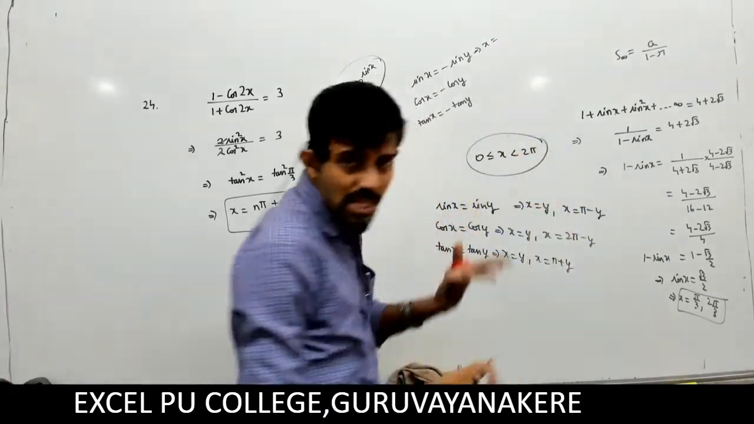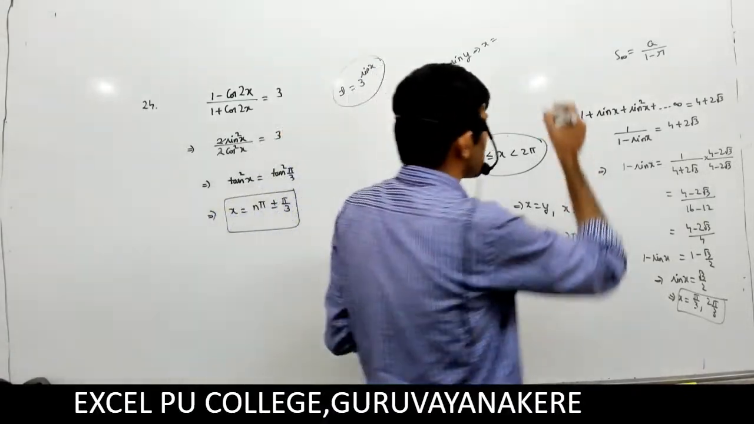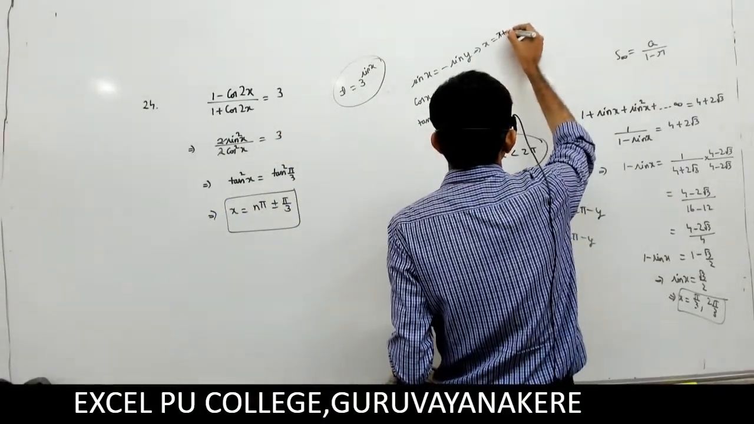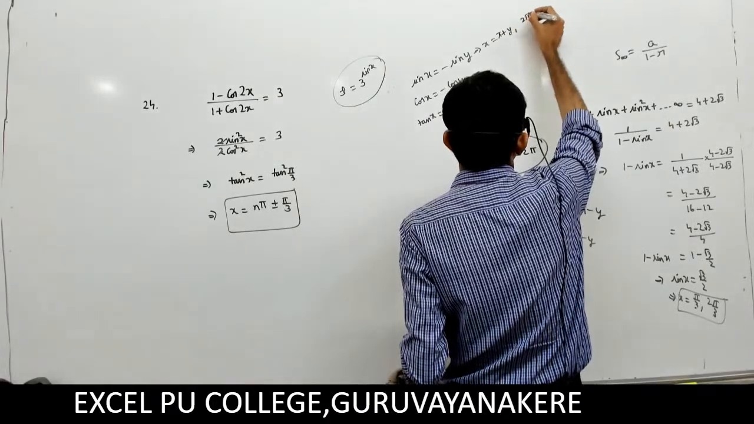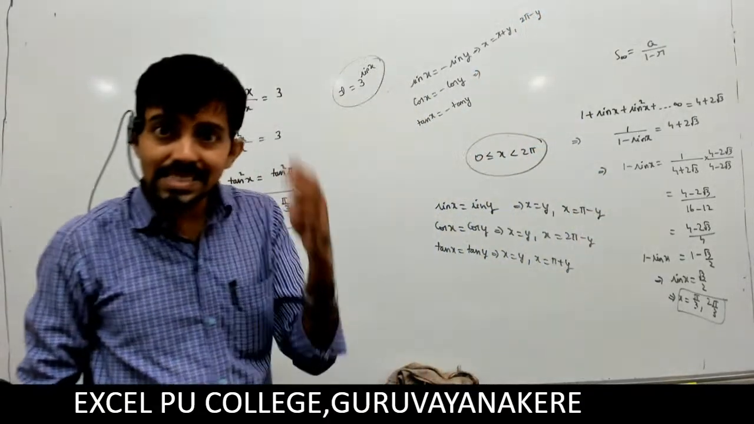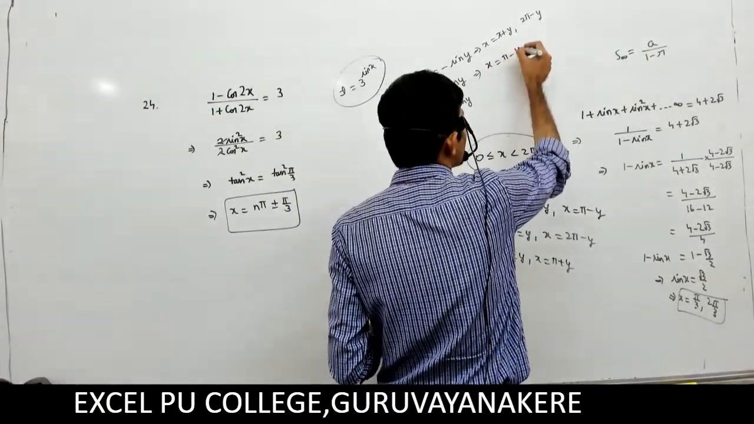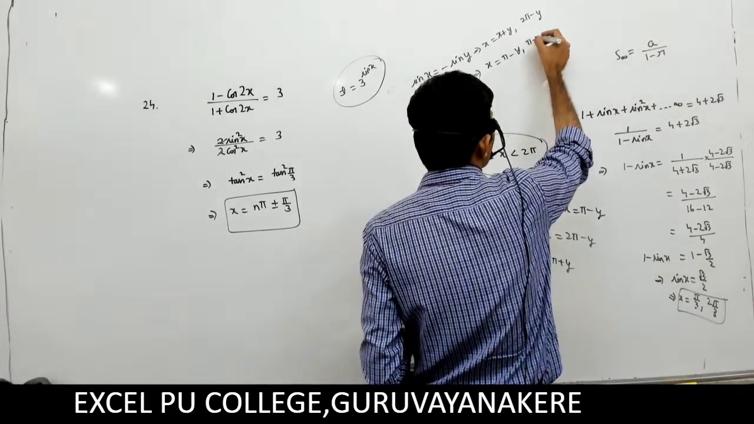Where is the sin function negative? The sin function is negative in the third and fourth quadrant. Third quadrant, how to represent? Pi plus y, correct? Or it is 2 pi minus y. Where is the cos function negative? The cos function is negative in the second and third quadrant. How to represent the second quadrant? The second quadrant is pi minus y. The third quadrant is pi plus y.